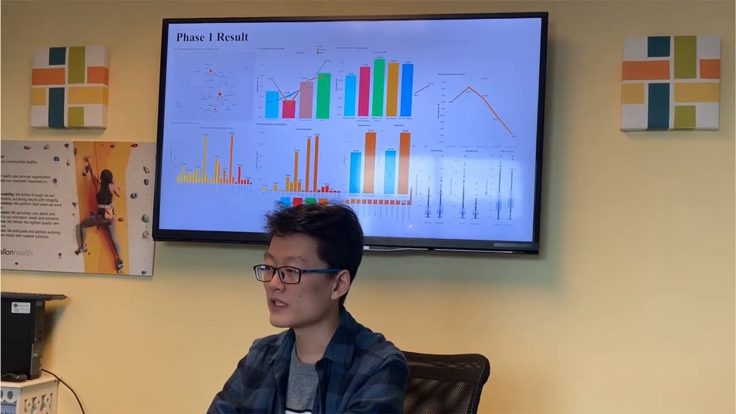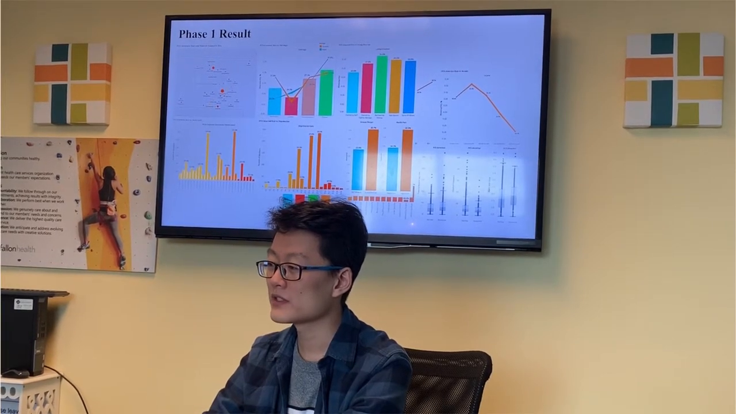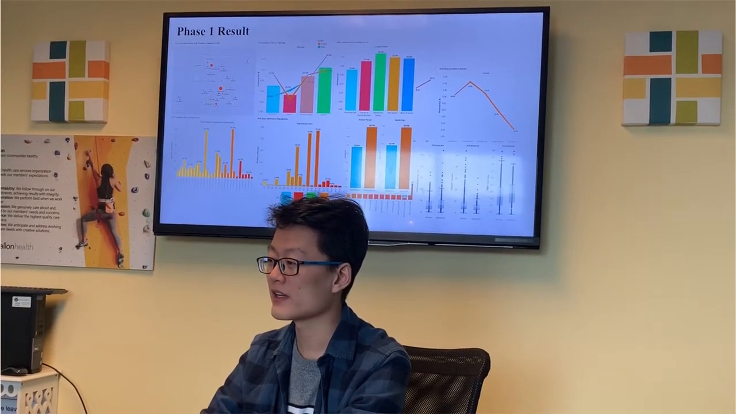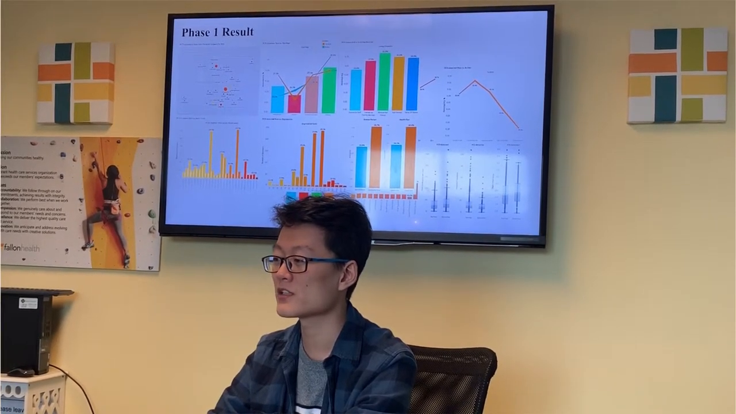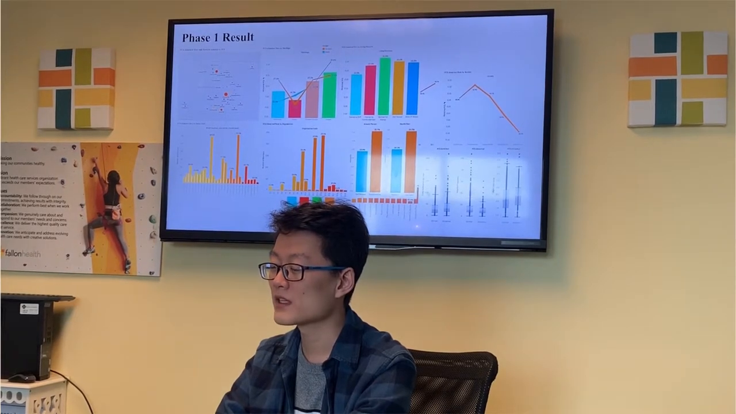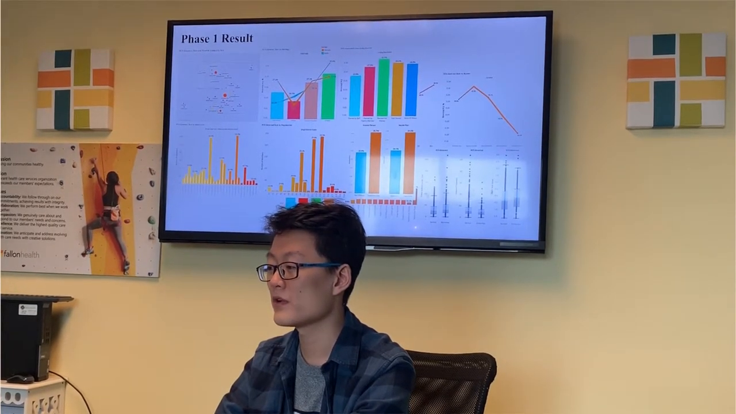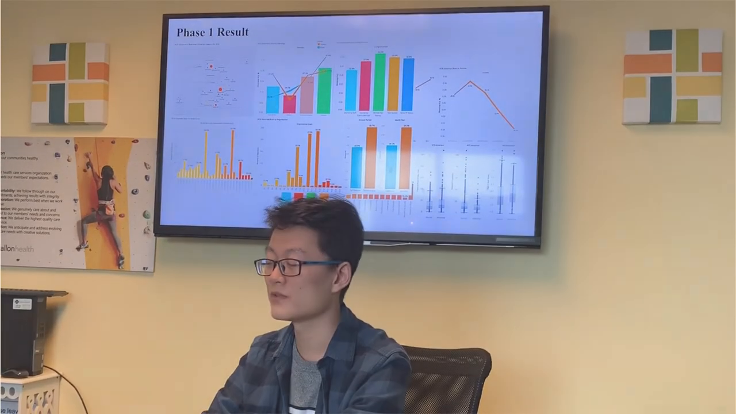So based on all the analysis, we get the result here. For phase one, we find out several significant influencers for each target. In order to make the result easier to understand, we visualize them using a dashboard. Then we can see from the dashboard, the age, income, social level, and some other features will influence the target a lot. And Fallon Health can work on them to improve the rating score.